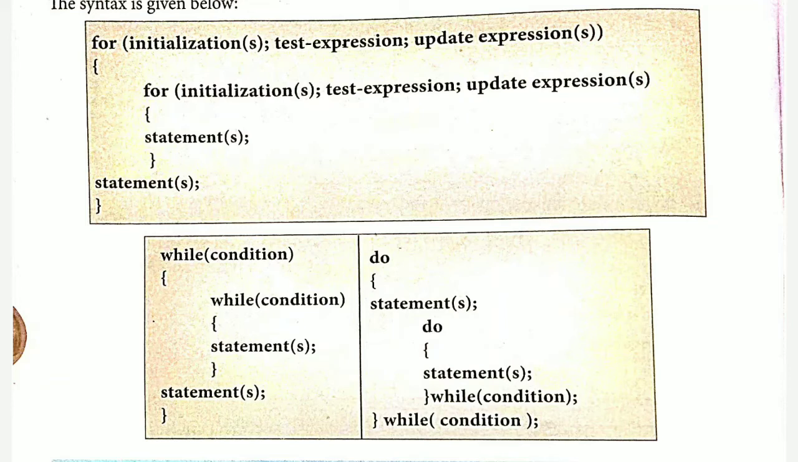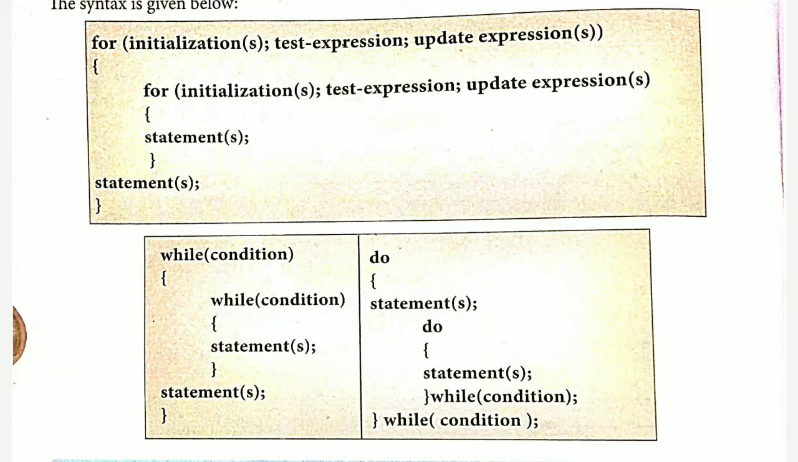Okay, so here they have given one example. These are all the formats of creating a nested loop. In the first box you can see that they have used a for loop inside another for loop. In the next box you can see that the first while loop contains another while loop inside it. And in the next part you can also see a do while inside another do while.